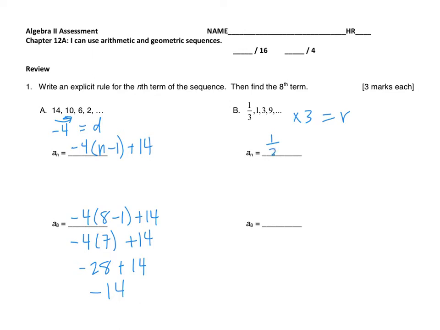Alright, so 1/3 times the rate, 3, to the n minus 1 power. If you want to put parentheses around that, you can. Now we've got 1/3 times 3 to the 8 minus 1. So 1/3 times 3 to the 7th.